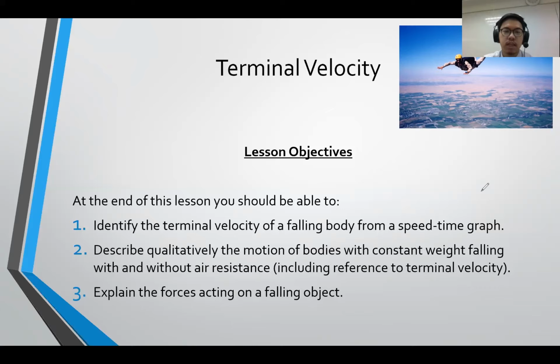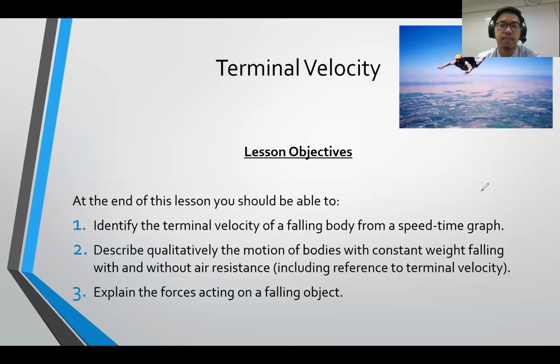So these are the lesson objectives. At the end of this lesson, these are the things that you should be able to understand or be able to recall. The first objective is identify the terminal velocity of a falling body from a speed time graph. The second objective is describe qualitatively the motion of bodies with constant weight, falling with and without air resistance. And the last objective is you need to know how to explain the forces acting on the falling object.